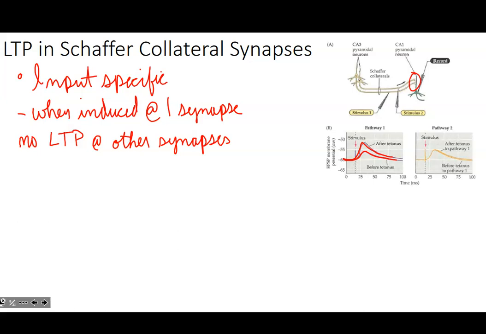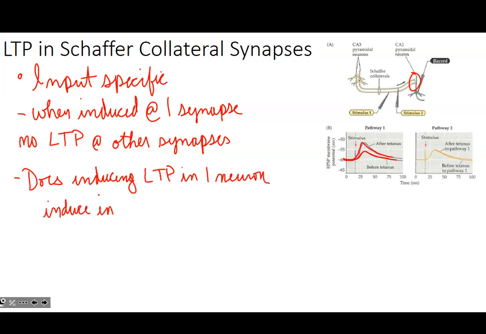And so the question is, does inducing LTP in one neuron induce it in the other? And as you might expect, that answer is no.